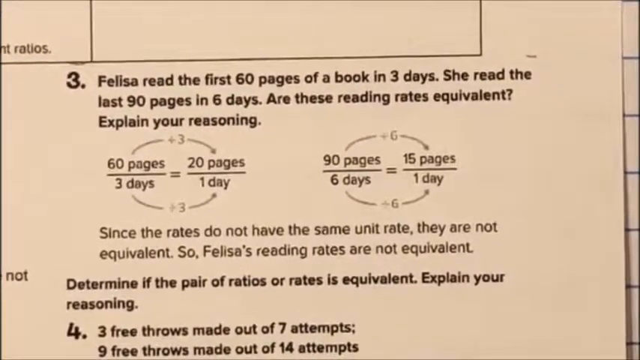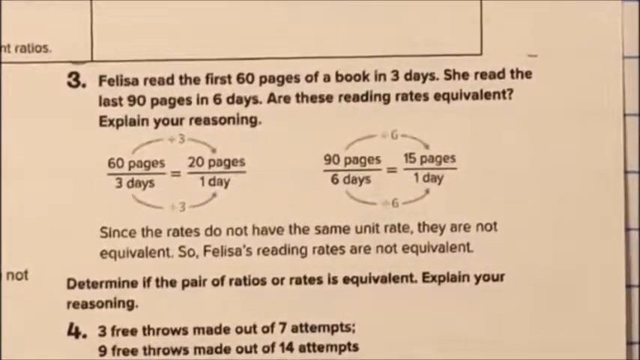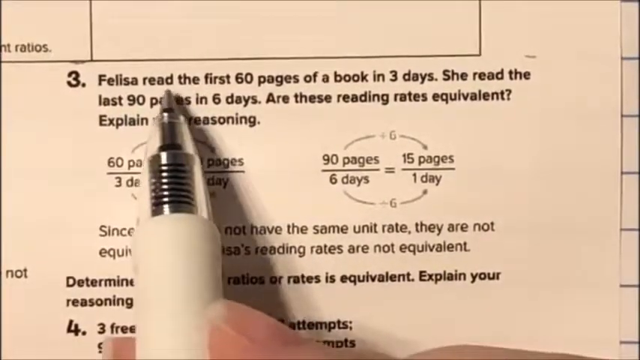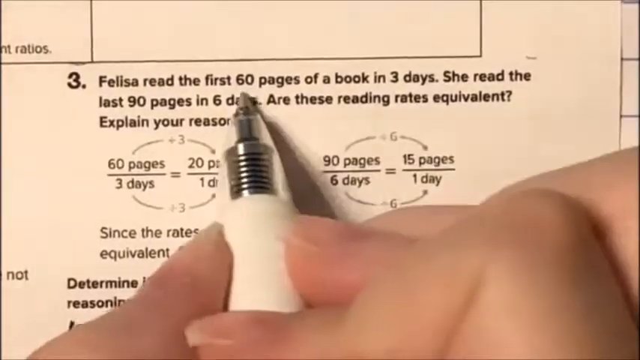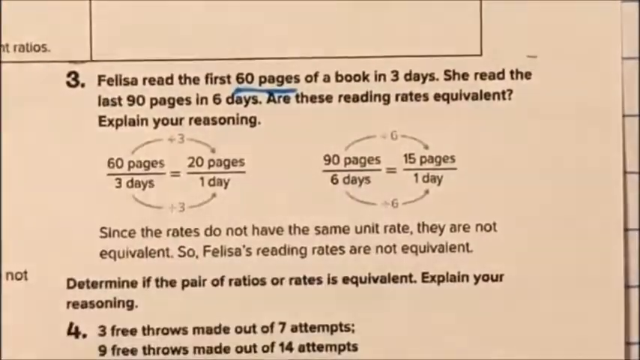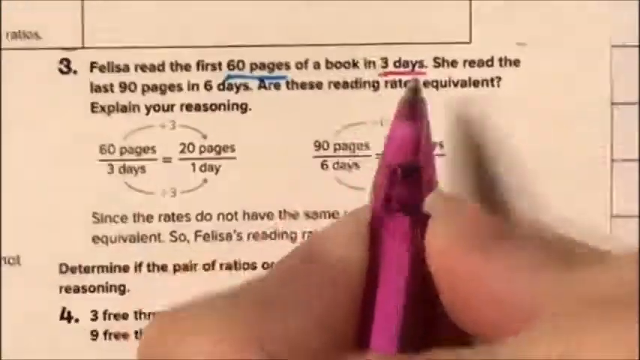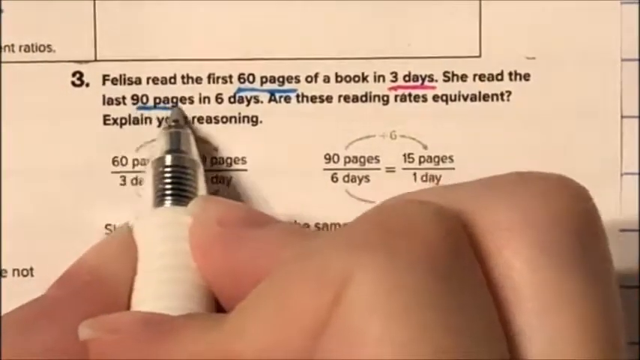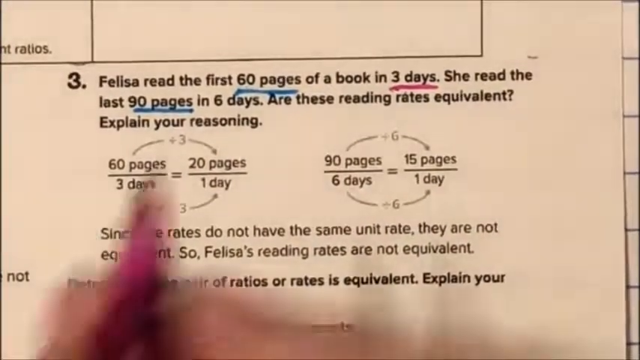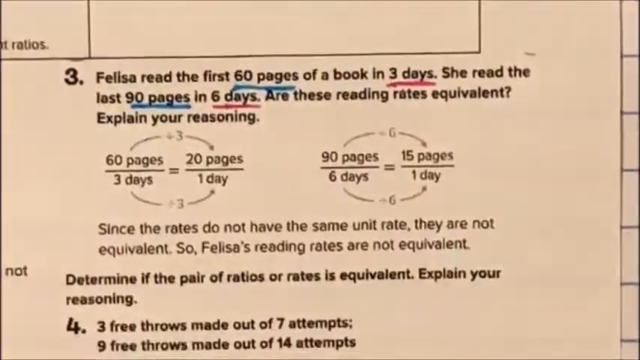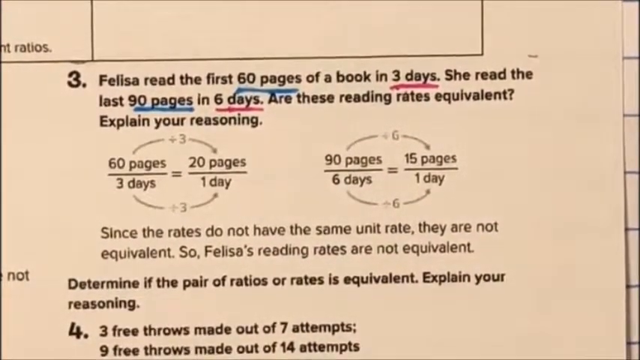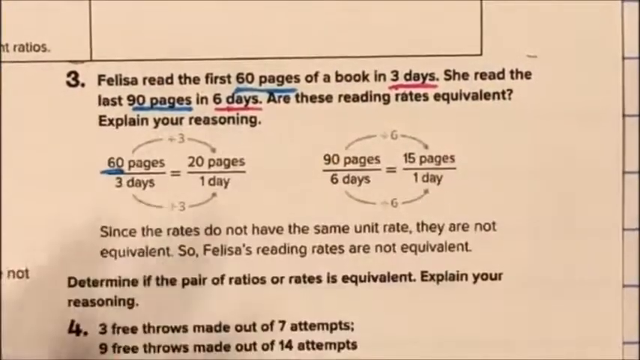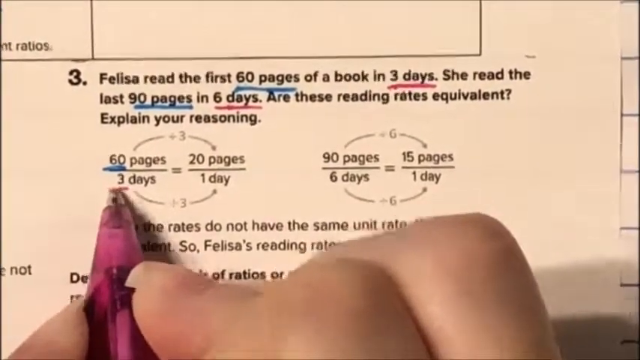All right, so numbers 3 and 4 are going to deal with equivalent fractions. Actually, 3 is still going to deal with using unit rates. Felisa read the first 60 pages of a book in 3 days. She read the last 90 pages in 6 days. Are these reading rates equivalent? Explain your reasoning.